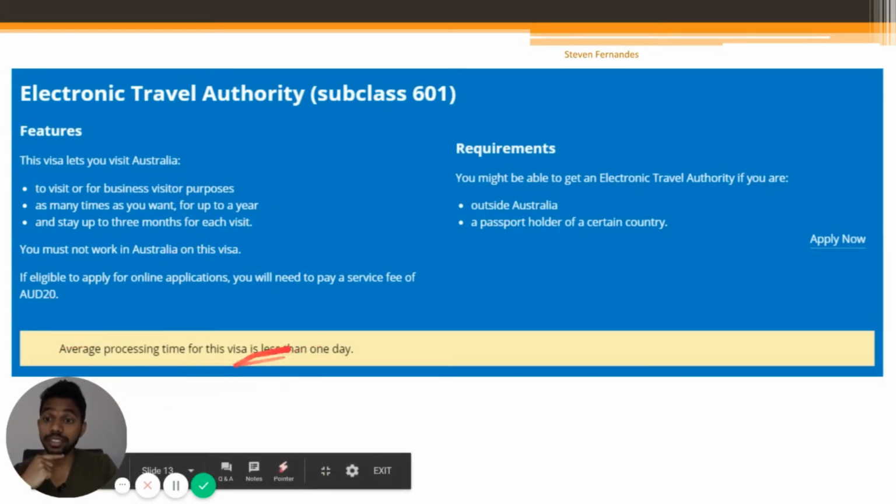Yeah, the average processing time for the ETA visa is less than a day. So if you're in that category, you can get your visa relatively quickly.